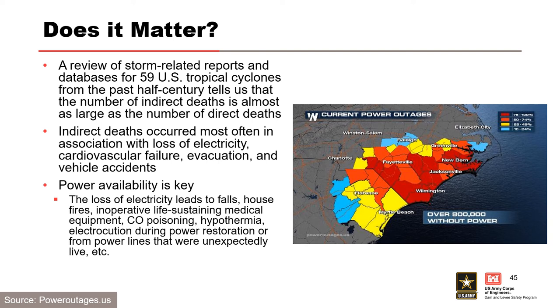When we talk about vehicle accidents, it's not people evacuating in a panic and running into each other. It's people evacuating and the road network has been messed up. There's power lines down, there's trees in the way. That's the kind of issue that leads to life loss. But really, electricity is key. If you lose power over a large area and you have a storm that's cold or hot coming through, it leads to all sorts of problems.